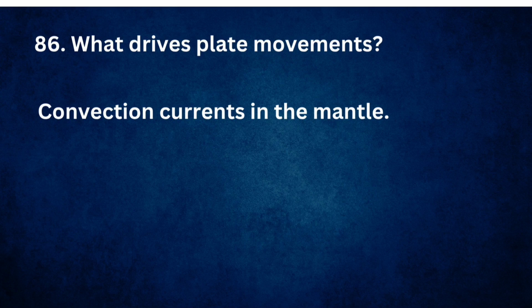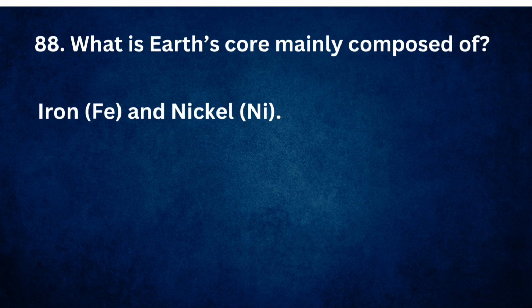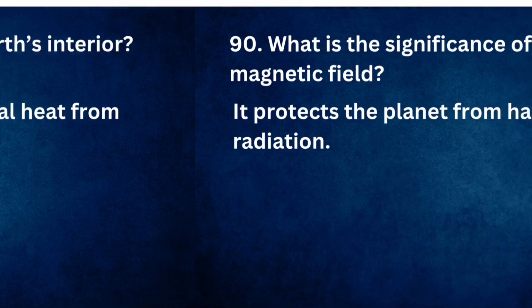What drives plate movements? Convection currents in the mantle. What is a convection current? The circulation of material in the mantle due to heat differences. What is Earth's core mainly composed of? Iron, Fe, and nickel, Ni. What generates heat in Earth's interior? Radioactive decay and residual heat from Earth's formation.